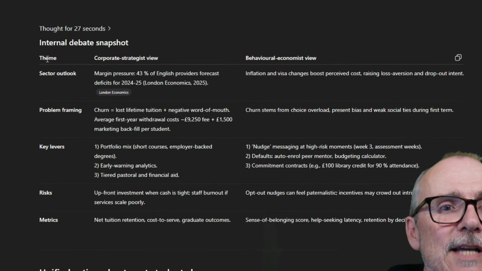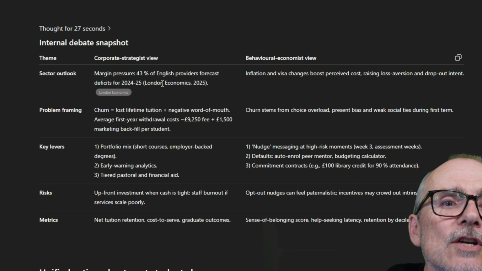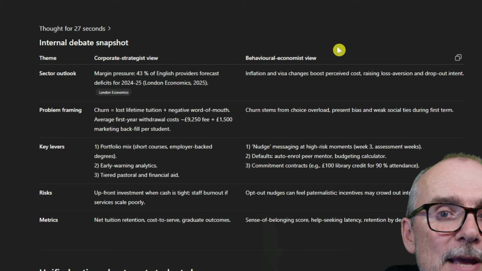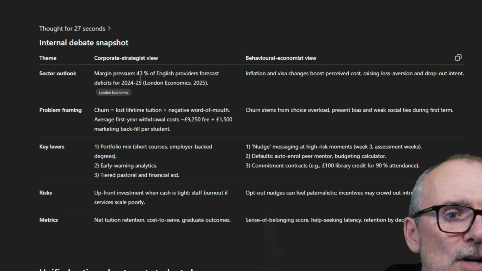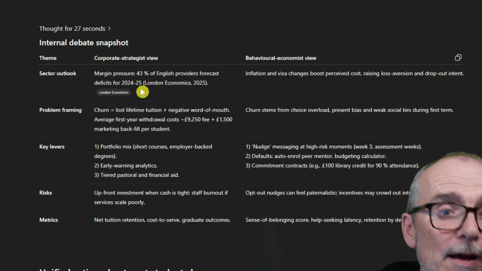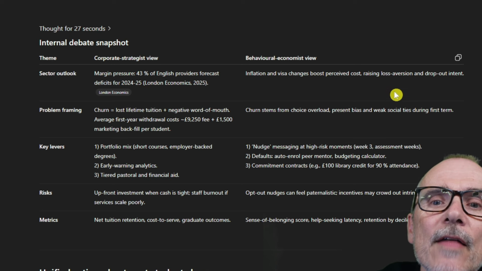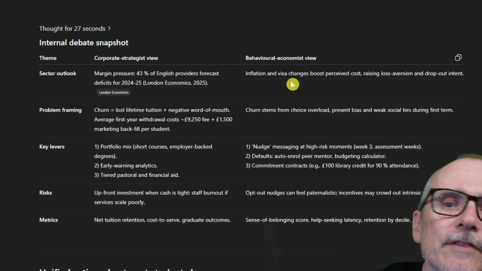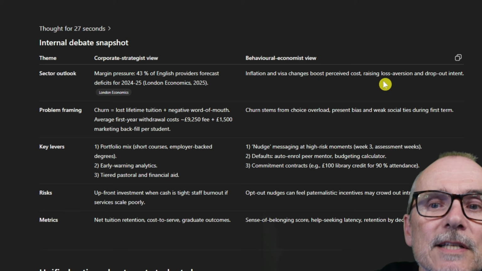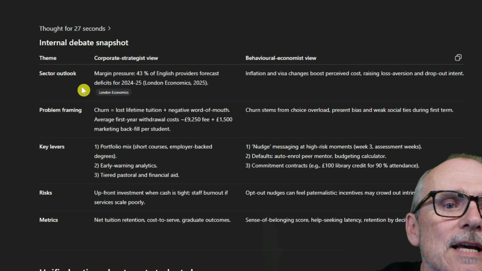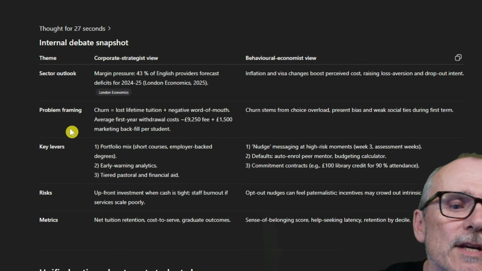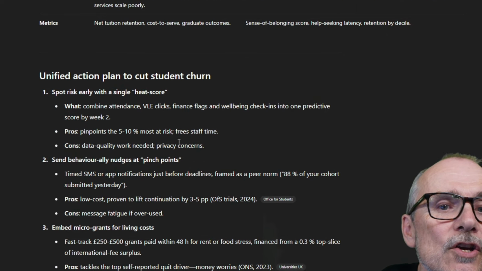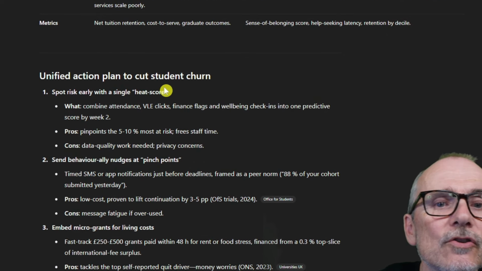But here we go, 27 seconds, internal debate snapshot. So we have a corporate strategist view and we have a behavioural economist view. It looks at the sector outlook, very much margin and deficits, etc. And then the behavioural economist: inflation and visa changes boost perceived costs, raising loss aversion and dropout intent. Then it goes through the problem framing, key levers, risks and metrics. And then it produces a unified action plan to cut student churn: spot risks early with a single heat score.